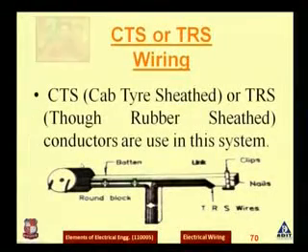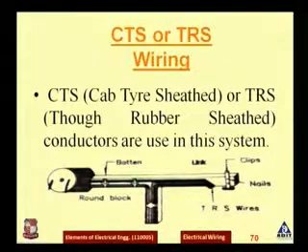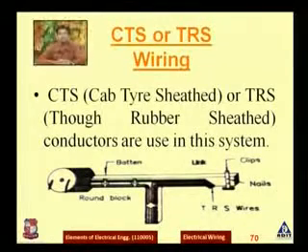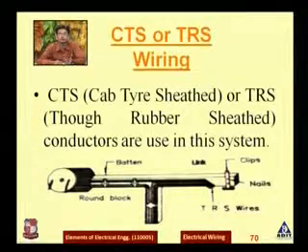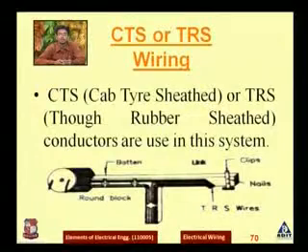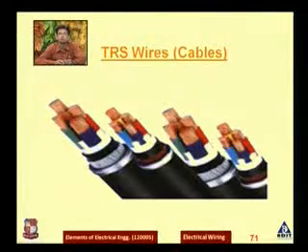Now we will see another method, that is CTS or TRS wiring. CTS means cab tyre sheathed, and TRS means tough rubber sheathed. These are the basic conductors that are used in the wiring system. This one is the image where you can see that TRS wires are used along with the round block. So these are the TRS wires, or you can say the cables, that are used in the wiring system.